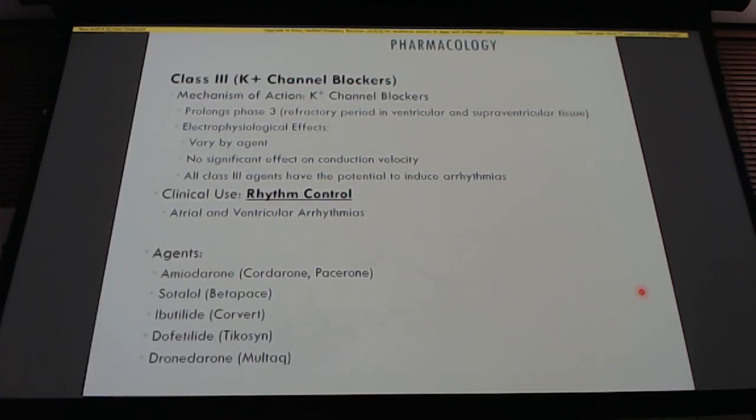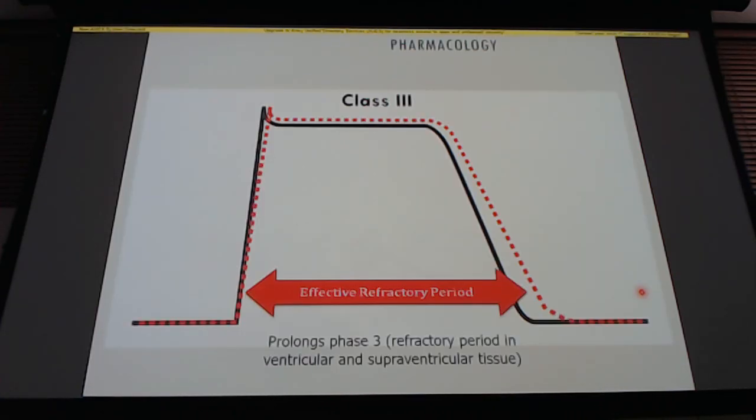Your other meds that you have: amiodarone, sotalol, ibutilide, dofetilide, dronedarone. Okay, we do see these prescribed a little bit more. They're very good for your atrial and ventricular arrhythmias that you can have. But we have one little flamingo that's standing out there, which is our sotalol.